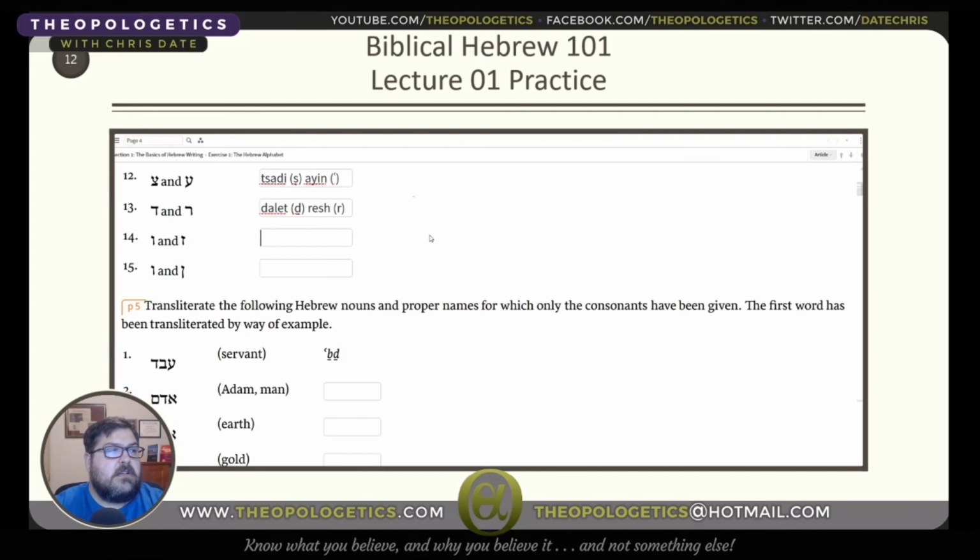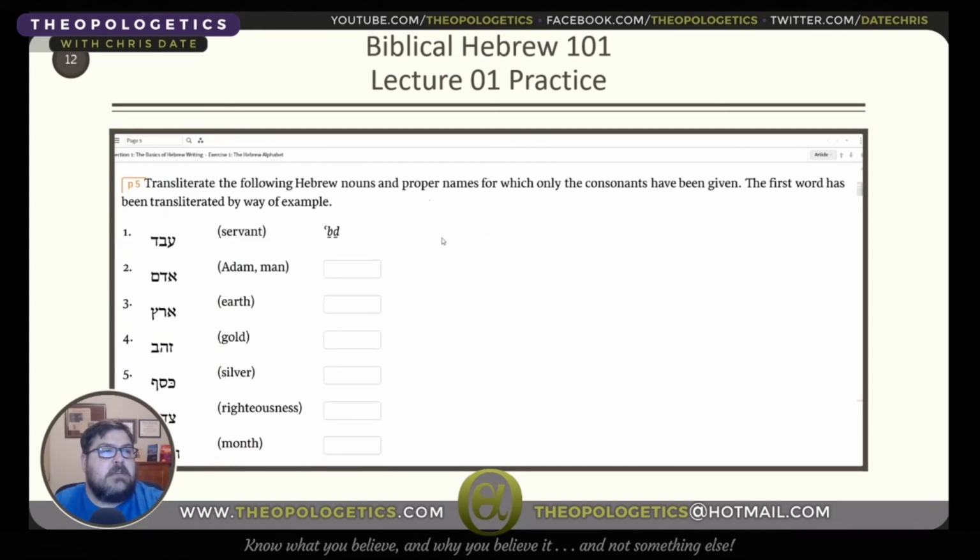This one here, the letter on the left is Vav, which is transliterated using the letter W. And the one on the right is Zayin, which is transliterated using the letter Z. And then finally in this section, the letter on the left is again Vav, which is transliterated using a W. And then on the right is the final form of the letter Nun, which is transliterated using the letter N.